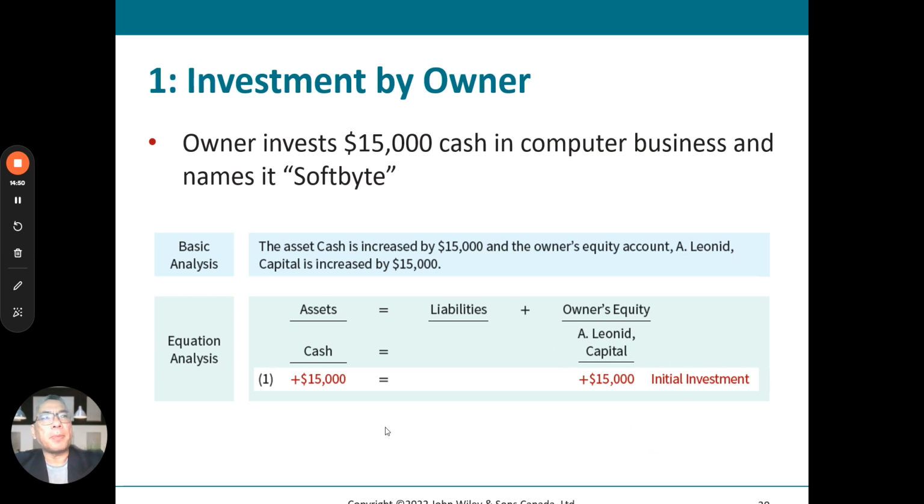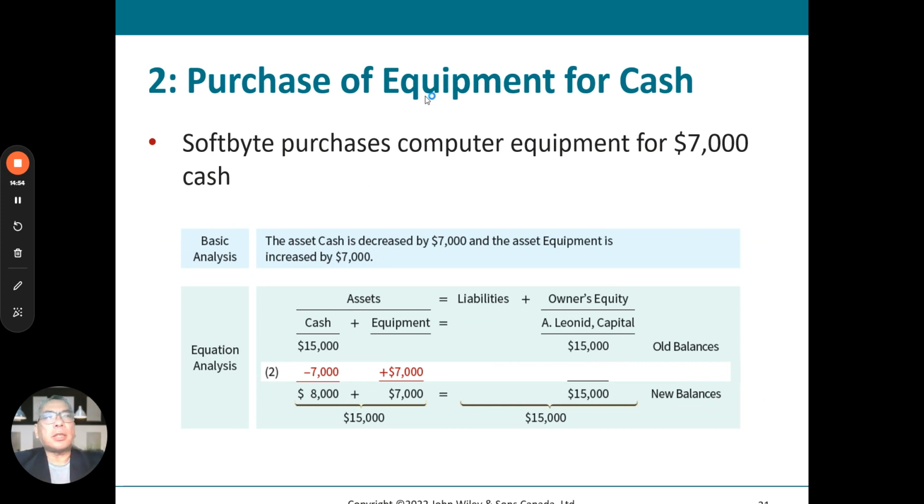Second example, purchase of equipment for cash. SoftByte purchased computer equipment for 7,000 cash. So the basic analysis is that the asset cash is decreased by 7,000 and the asset equipment is increased by 7,000. Look at this. Cash is decreased by minus 7,000, the equipment plus 7,000. The total will still be 15,000. Okay? That's the second example.